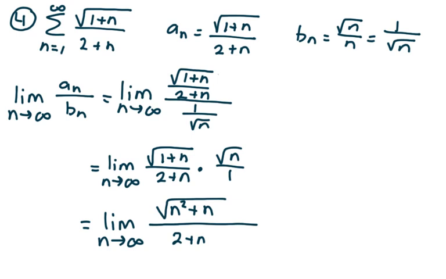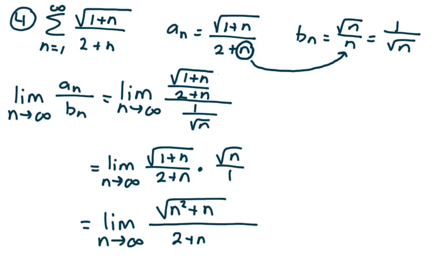Example 4. Suppose I have the summation from n equal 1 to infinity of square root of 1 plus n, divided by 2 plus n. My a sub n is the square root of 1 plus n over 2 plus n. Now I need a candidate for b sub n. If we look at the denominator of a sub n, the term with the highest degree is my n. So notice how that goes right here for the denominator of b sub n.